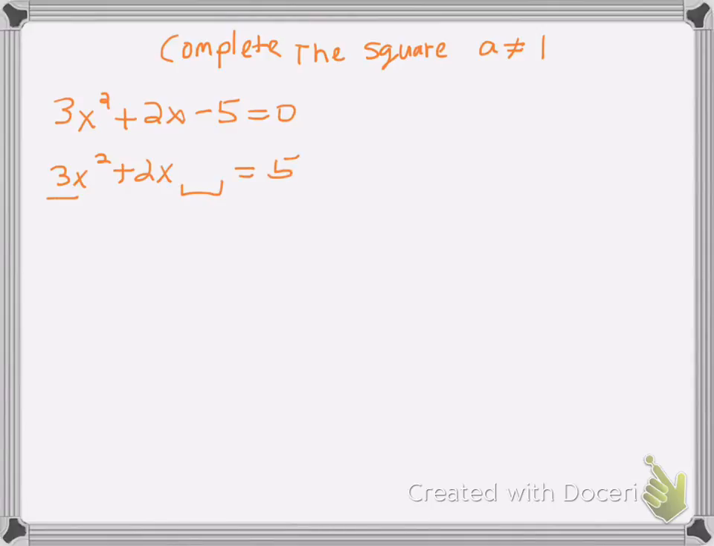When a doesn't equal 1, you've got to divide everything by whatever that a value is. So it's 3, divide everything by 3. Everything, every part of this equation. So now you get x squared plus 2 over 3x, leave that little space, is equal to 5 over 3.